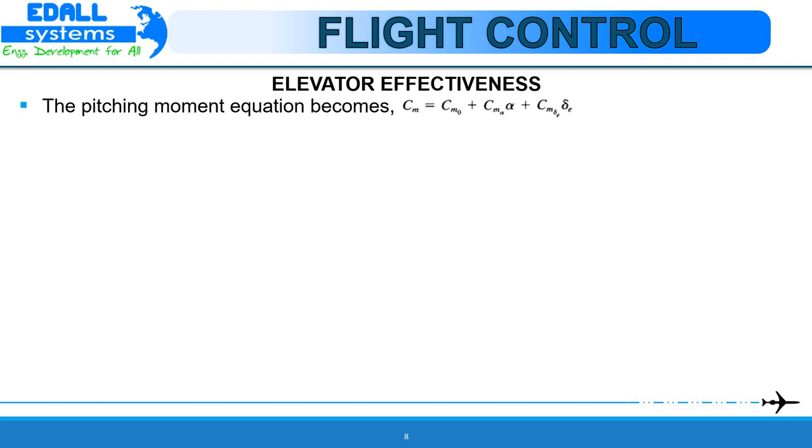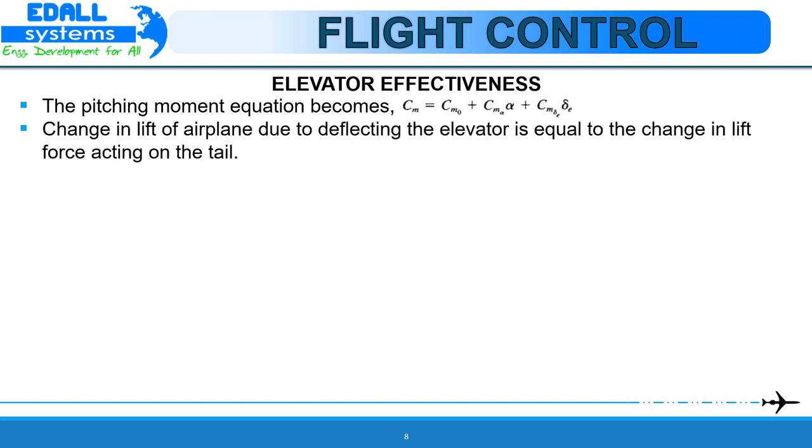The derivatives CL delta E and Cm delta E can be related to the aerodynamic and geometric characteristics of the horizontal tail in the following manner. The change in lift of the aeroplane due to deflecting the elevator is equal to the change in lifting force acting on the tail. So delta L equals delta LT, where we get delta CL equals ST by S times efficiency times delta CLT, equals ST by S times efficiency times dCLT by d delta E into delta E, where S is the reference wing area and ST is the reference area of the tail.